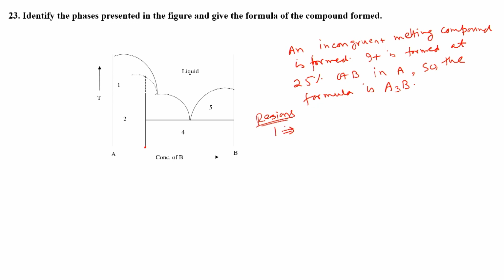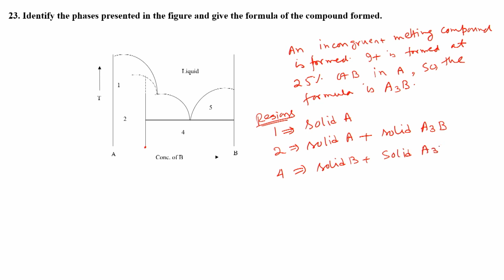Now region 1. So what are the regions? Region 1 here corresponds to solid A. Region 2 corresponds to solid A plus the compound, right? Compound A3B. So solid A3B. Region 4 is solid B plus solid A3B, and region 5 is solid B and liquid.